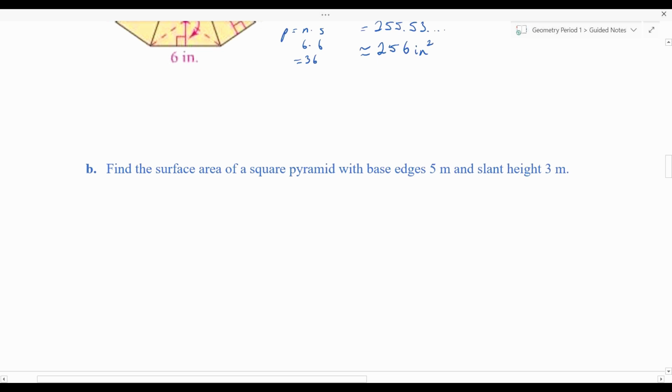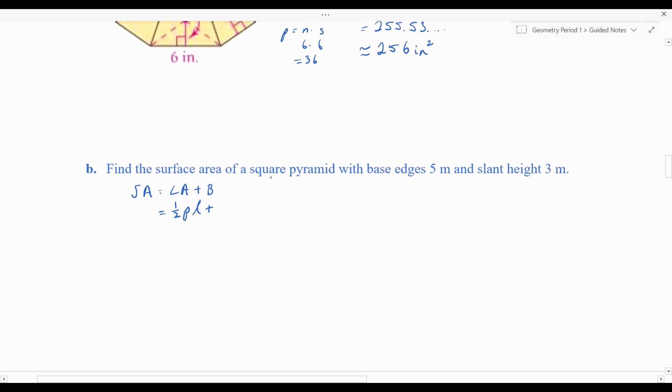Okay, so here we have, again, a pyramid, so we're going to use the surface area formula. In general terms, it's going to be lateral area plus the base area. All right, so the lateral area is 1/2 the perimeter times the slant, plus, right? Now we're dealing with a square.